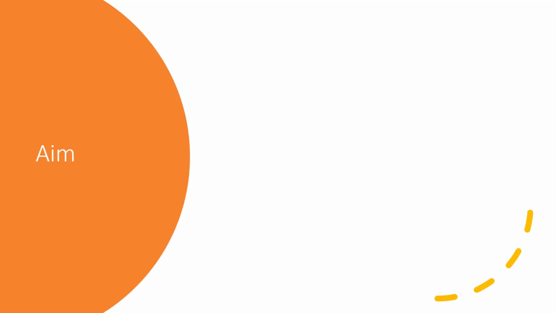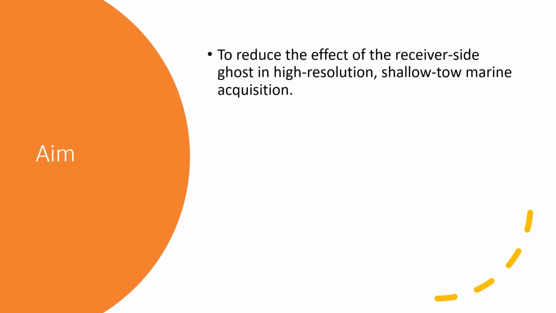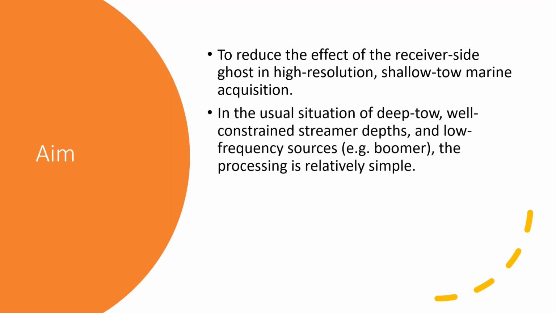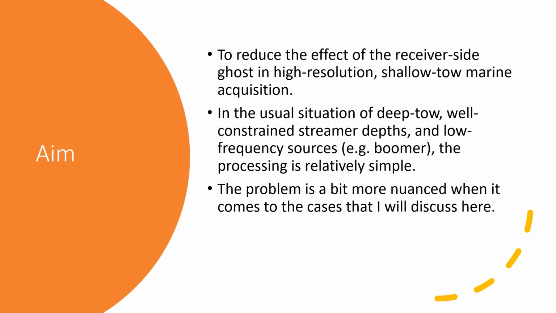So the aim of this is that we want to reduce the effect of the receiver side ghost in high resolution shallow tow marine acquisition. In the usual situation of deep tow, well-constrained streamer depths and low frequency sources, for example, boomer, the processing is relatively simple. The problem is a bit more nuanced when it comes to the cases that I've discussed here.